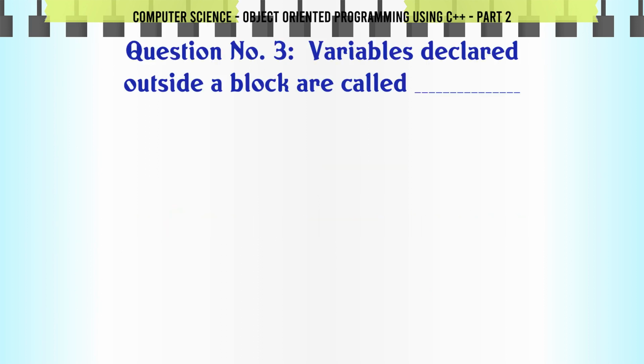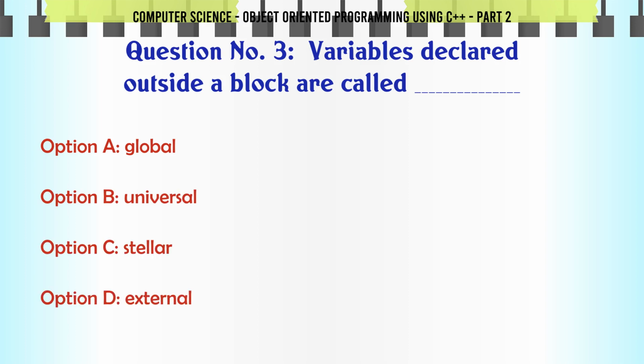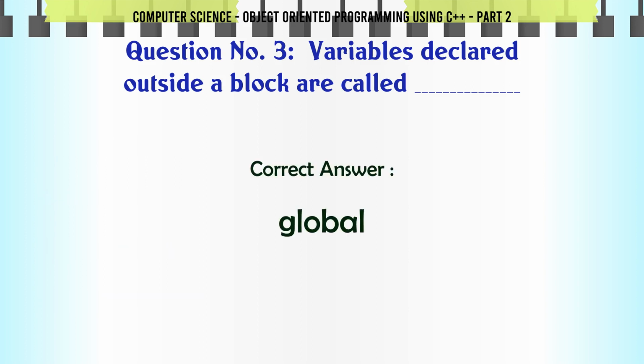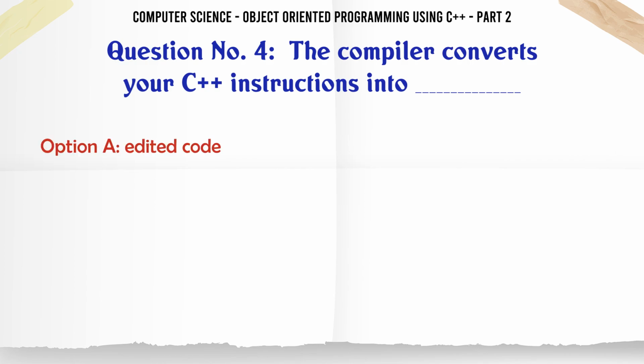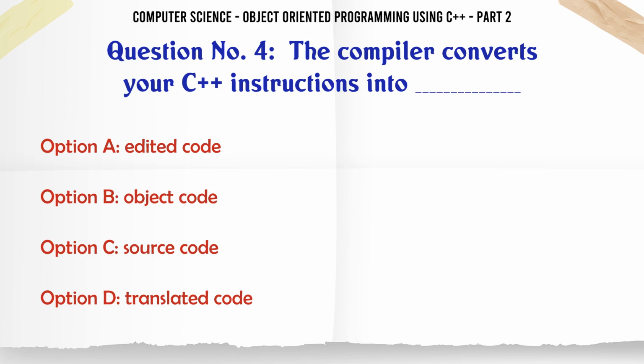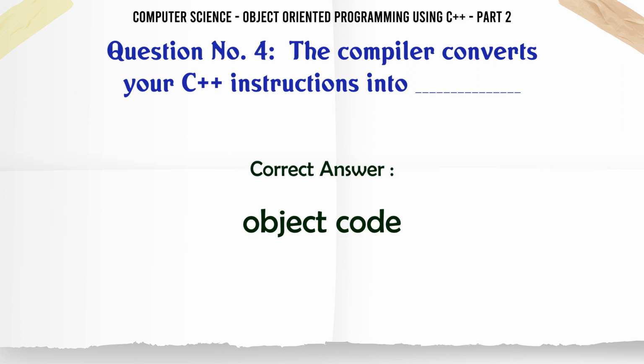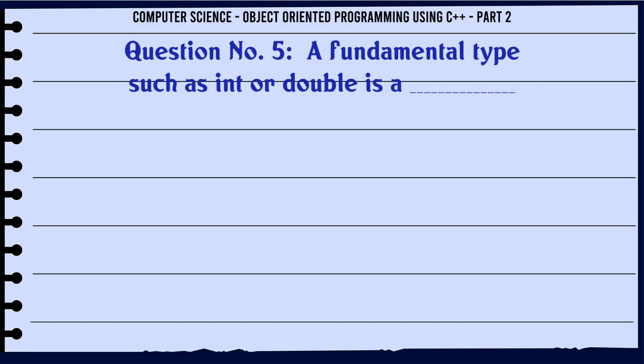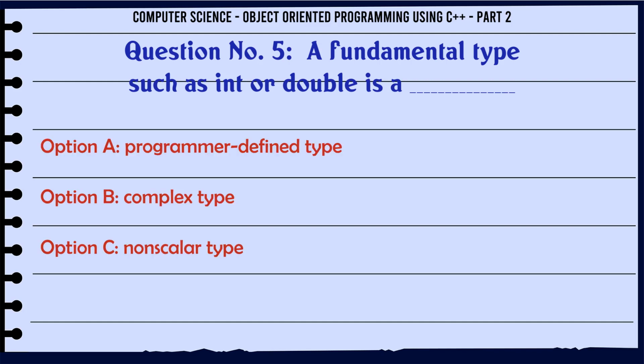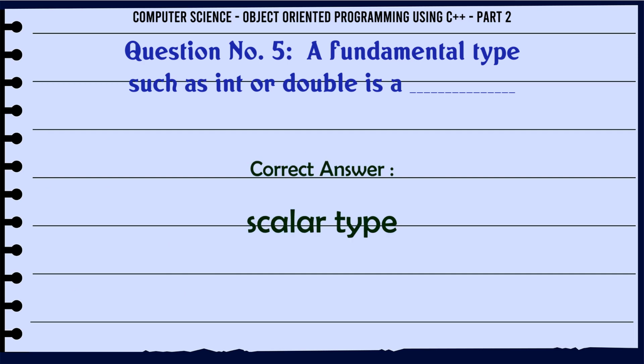Variables declared outside a block are called a. global, b. universal, c. stellar, d. external. The correct answer is global. The compiler converts your C instructions into a. edited code, b. object code, c. source code, d. translated code. The correct answer is object code. A fundamental type such as int or double is a. programmer-defined type, b. complex type, c. non-color type, d. scalar type. The correct answer is scalar type.